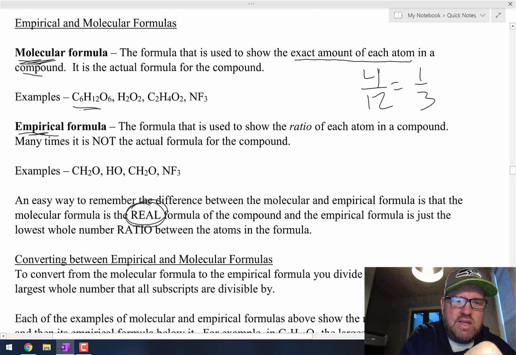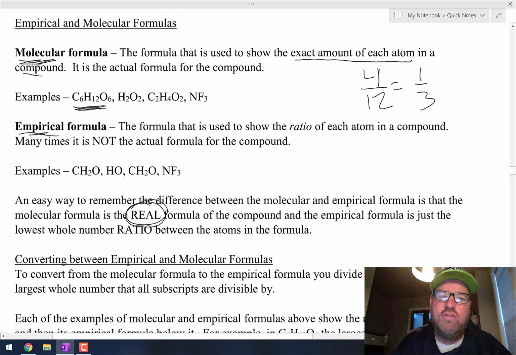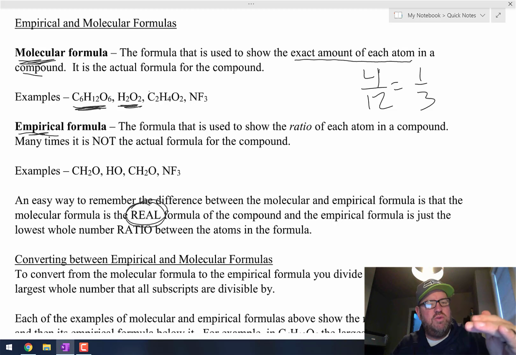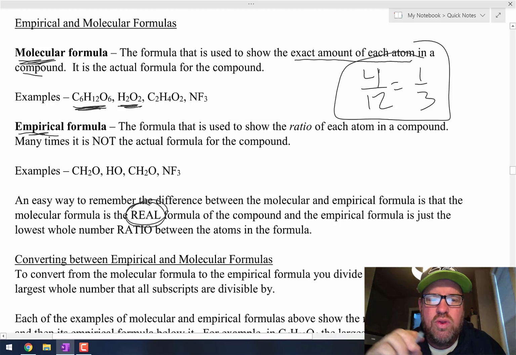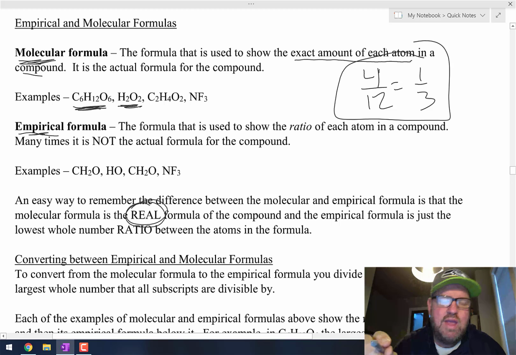Okay, what's the real formula of glucose? It's C6H12O6. Okay, what's the real formula of hydrogen peroxide? It's H2O2. But another thing you can do is you can say, hey, I don't want the actual formula. I want you to reduce those. If you can reduce those numbers, I want you to reduce those down to the lowest whole number ratio. Okay? And that is called the empirical formula.